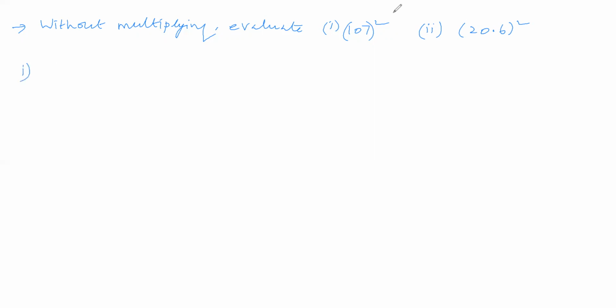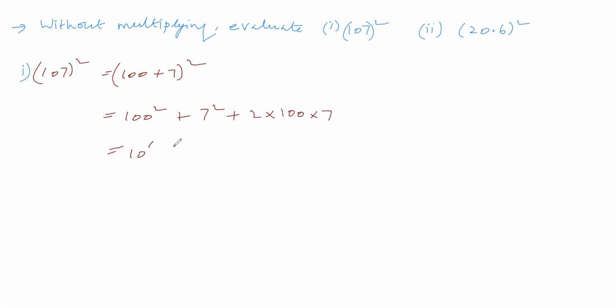Sir, first subdivision we will take. First subdivision is 107 whole square. We will write this as 100 plus 7 whole square. So it is just like the a plus b whole square formula. Therefore, we can write 100 whole square plus 7 whole square plus 2 into 100 into 7. So 100 square is 10 power 4. 7 square is 49. 2 into 100 into 7 is 1400.